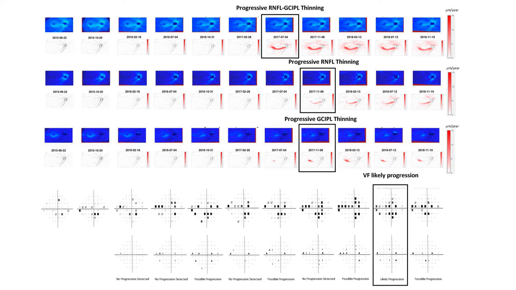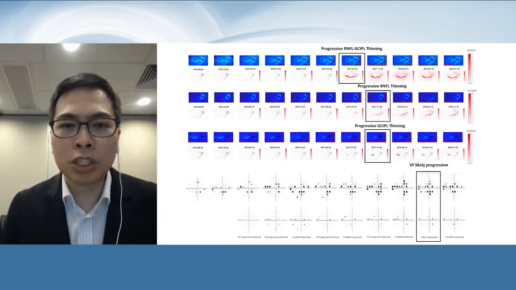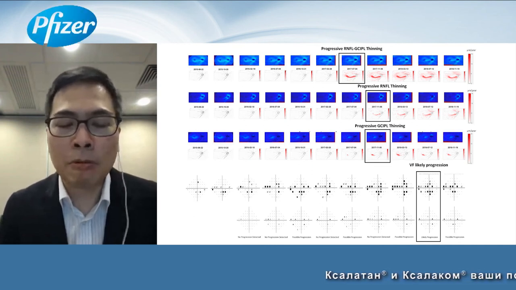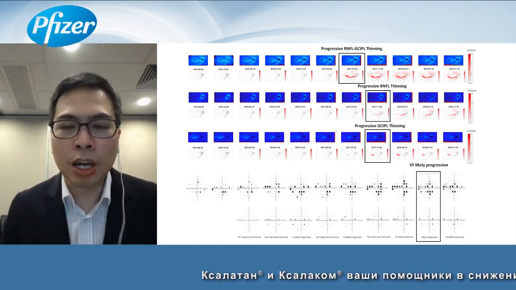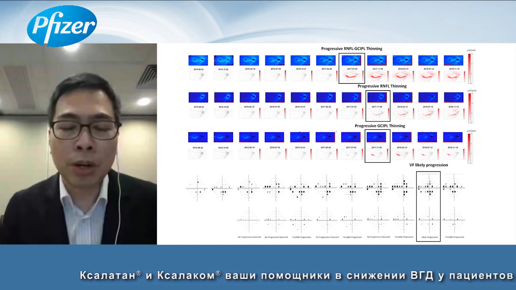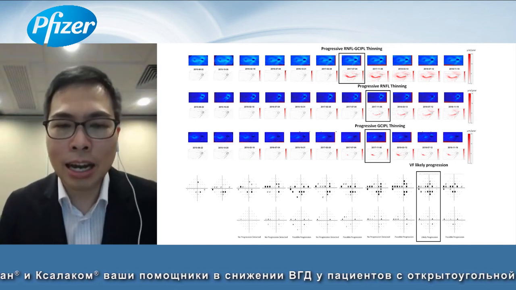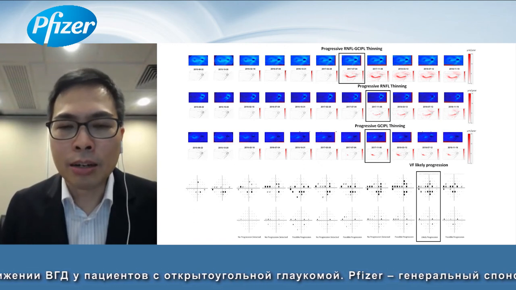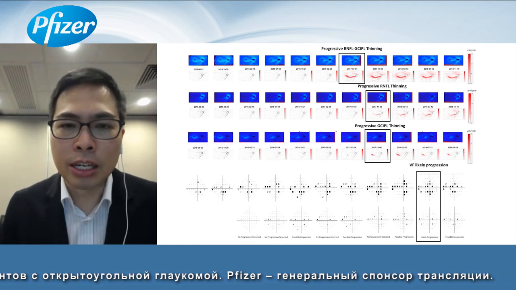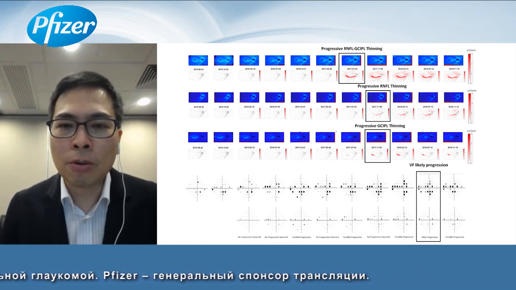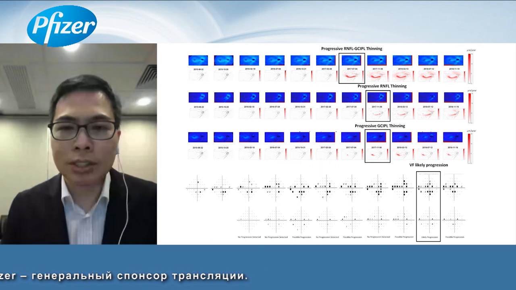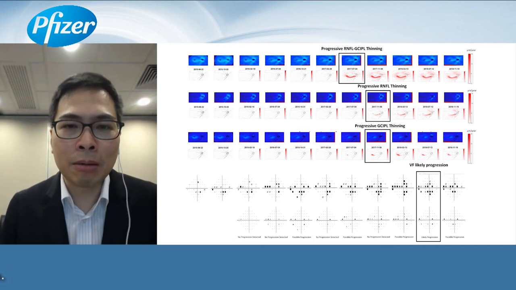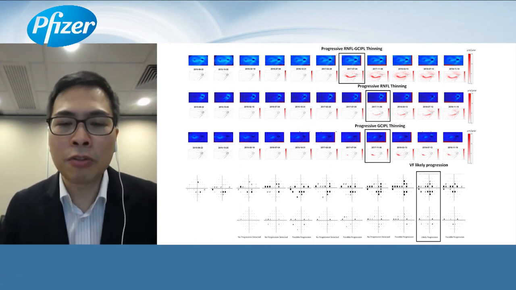When we use progressive retinal nerve fiber layer and GCIPL thinning as a biomarker to detect glaucoma progression, we are able to detect change earlier than when we just use RNFL or GCIPL. What is interesting here is that, as I mentioned earlier, TPA also provides us an indicator of how fast the retinal nerve fiber layer or GCIPL is thinning over time.